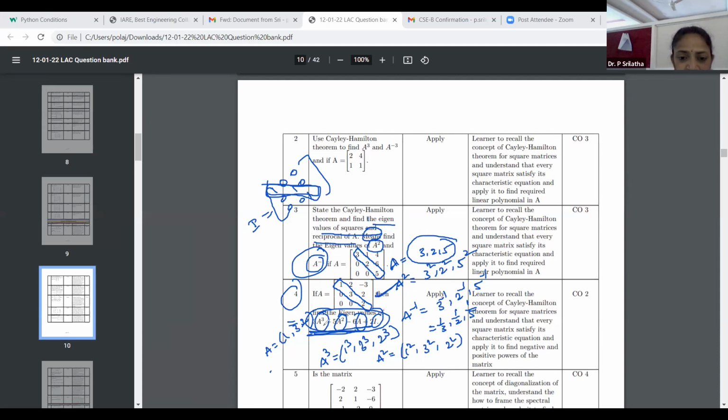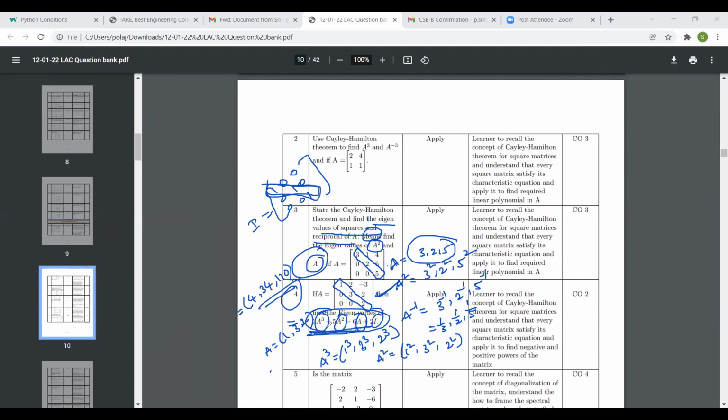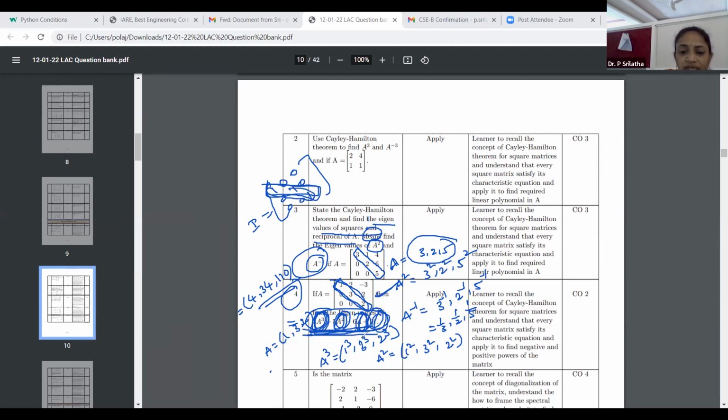After simplifying, the answers are 4, 34, 110. These are the eigenvalues. Just substitute the eigenvalues of A cube, A square, A and the identity matrix here, then simplify, and you will get the eigenvalues of this polynomial: 4, 34, 110. Clear? The remaining problems we'll discuss tomorrow.